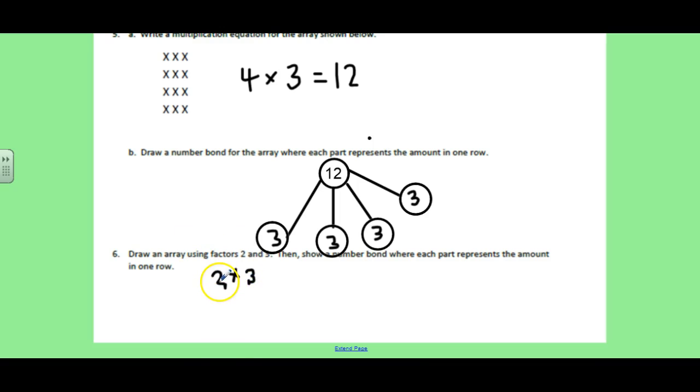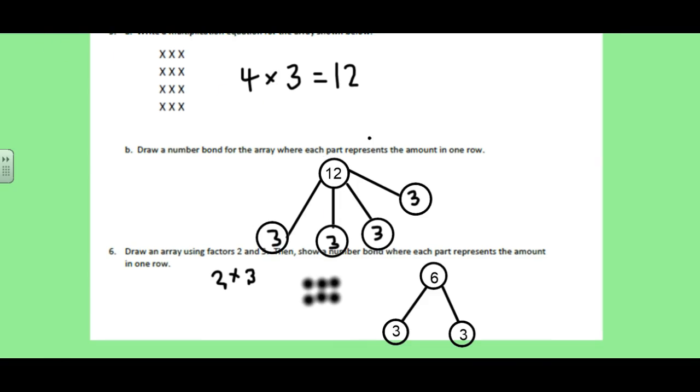So since we have 2 as our first number, that tells us that we can go ahead and have 2 rows. And in each row, there's going to be 3. So we're going to put 3 in each row. So make sure you're drawing your array like I have mine. Mine's kind of crooked. And then the last thing that we have to do is draw a number bond where each part represents the amount in one row, which is what we did right here. So I think I'm going to let you draw the number bond on your own, and whenever you have that done, I want you to push play to check and make sure it is correct.